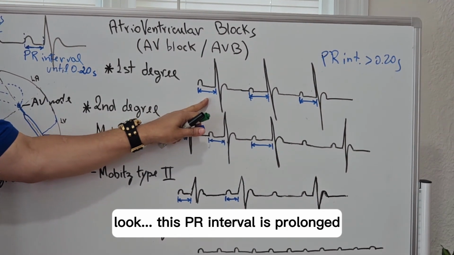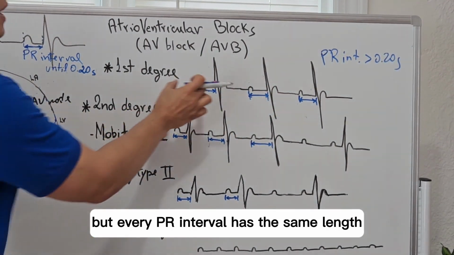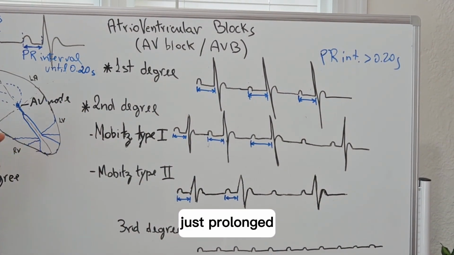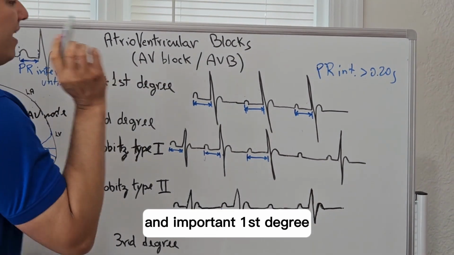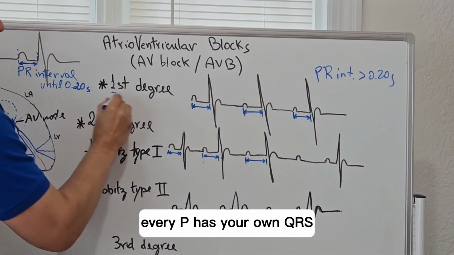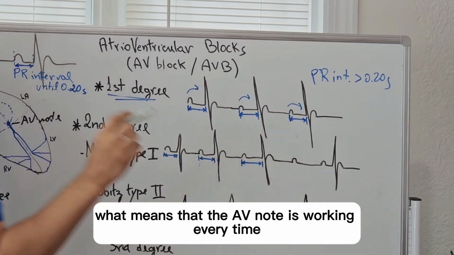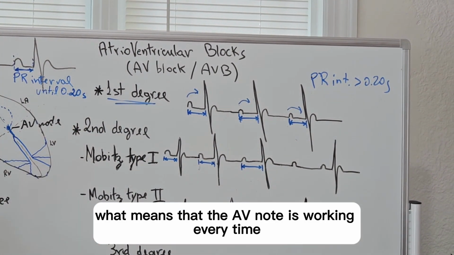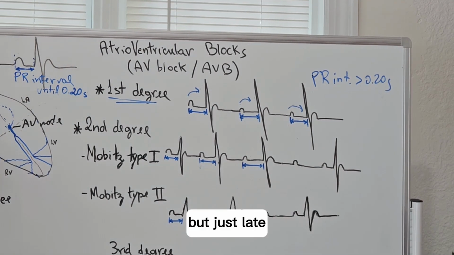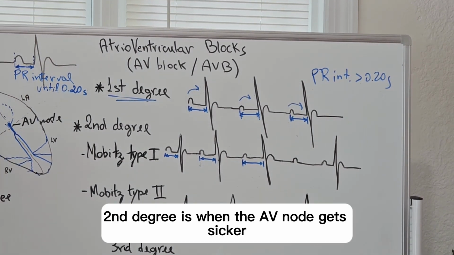Look, this PR interval is prolonged, but every PR interval has the same length, just prolonged. And important, in first degree, every P has its own QRS. That means that the AV node is working every time, but just late.